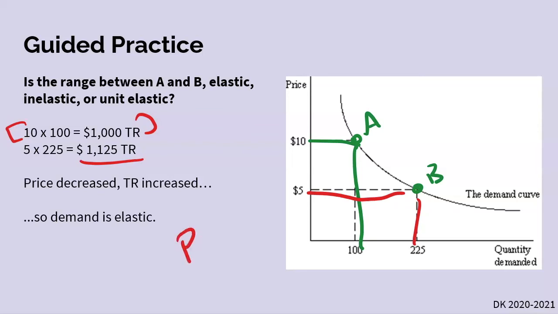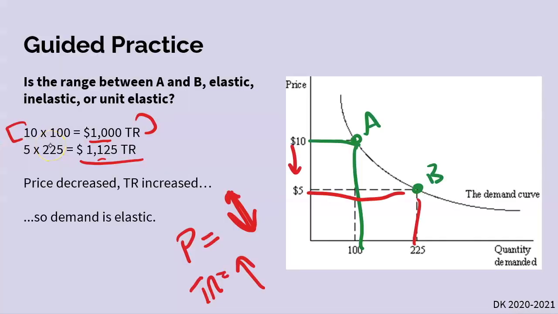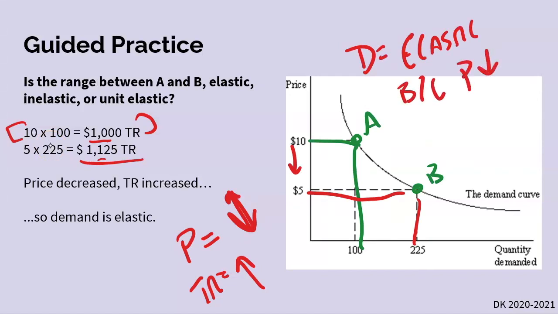So what happened to price? Here our price went from $10 to $5, so our price decreased. What happened to total revenue? Our total revenue went from 1,000 to 1,125, so our total revenue increased. If we go back, when price decreases and total revenue increases, we are elastic. So here we're going to say our demand curve is elastic because our price decreased and our total revenue increased. And that's what the total revenue test is.